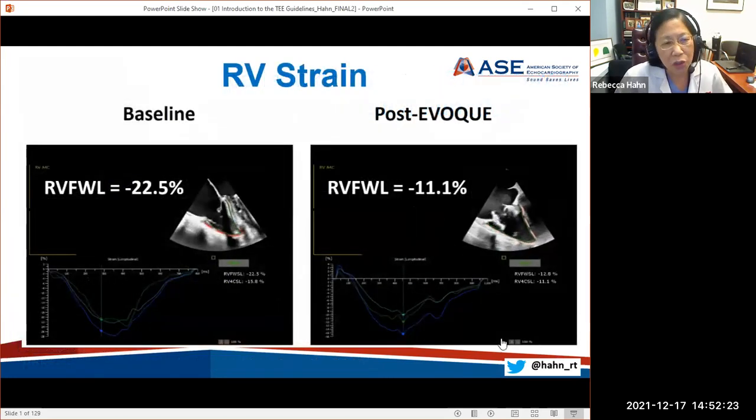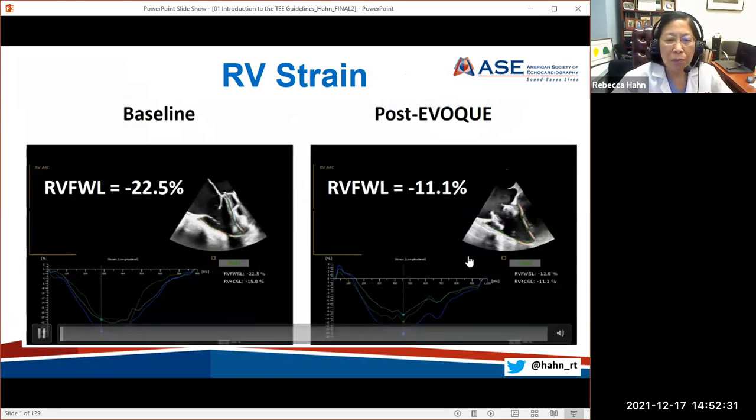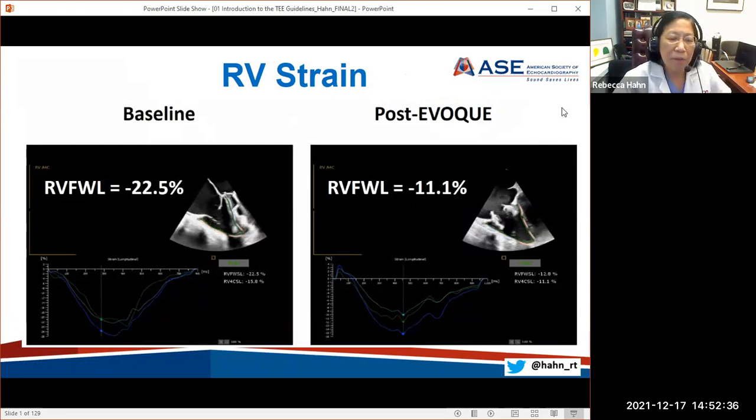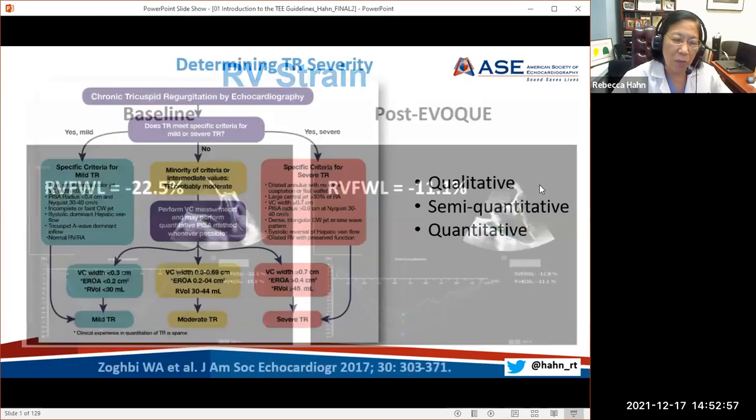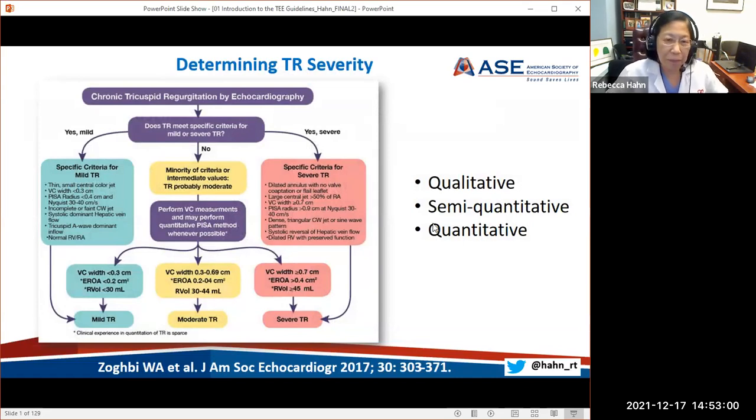And then the thing we really like to do is look at RV strain. So RV strain from a 4-chamber view allows you to look at pre and post devices. This happens to be compassionate use of an EVOQUE device, a transcatheter replacement device, showing that with the reduction and elimination of all tricuspid regurgitation, you have an increase in afterload and uncovering of the mechanical dysfunction that was existing in the setting of tricuspid regurgitation. The free wall strain goes down from 23 down to 11, and this is quite standard in our patients with tricuspid regurgitation.